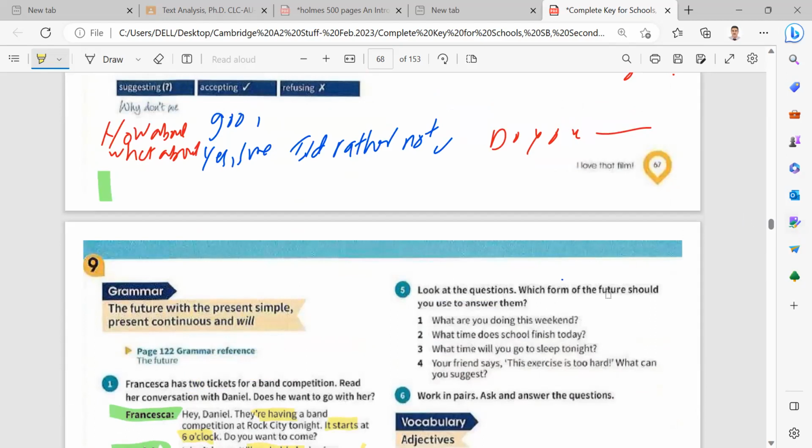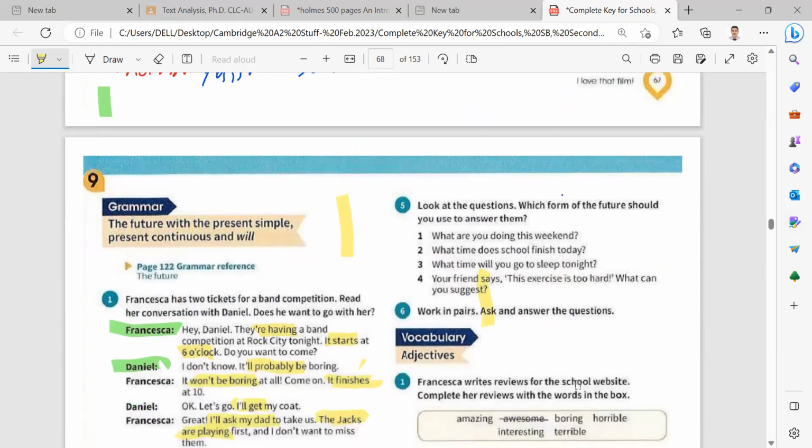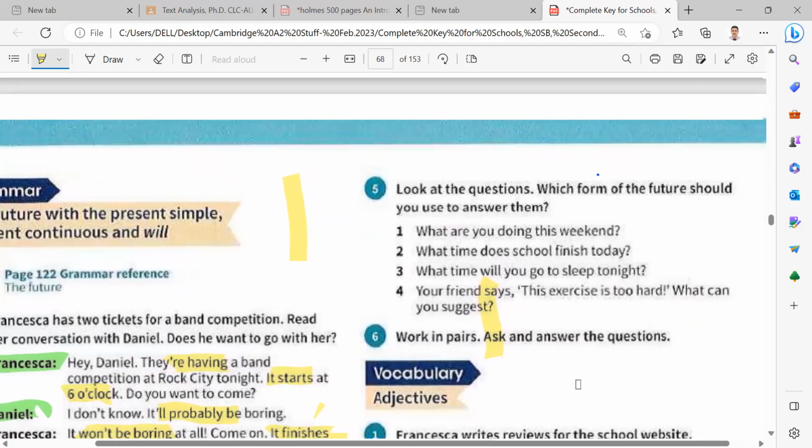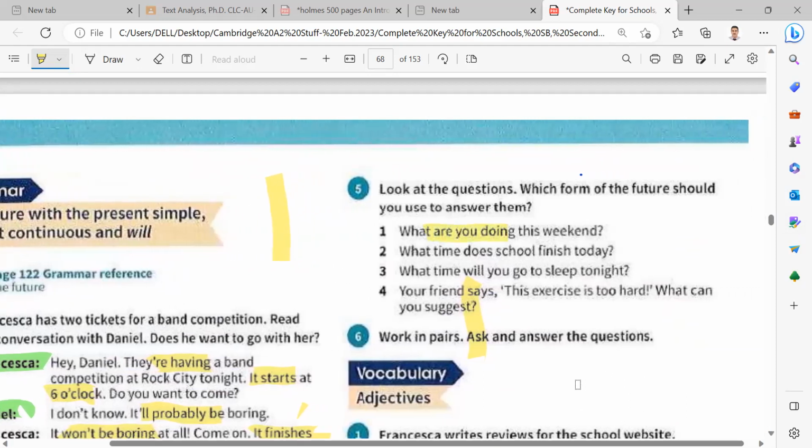Yes. طيب. Look at the questions. Which form should we use? طيب. What are you doing this weekend, Sarah? If I ask you this question, what are you doing this weekend? خلي بالك من كلامي. What are you doing? ما قلتش what will you do. What are you doing? يعني what are you arranging to do this weekend? What you have decided to do this weekend?